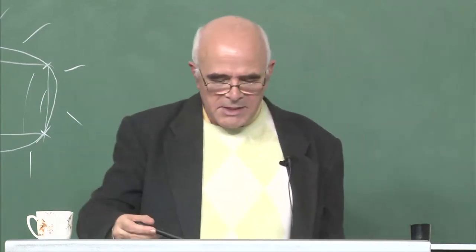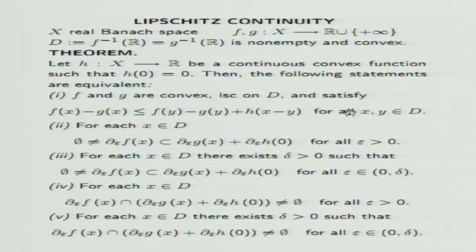Well, this result says that all these five statements are equivalent. The only a priori assumption is that the two functions we are dealing with are defined on a common domain, which is non-empty and convex. No other assumptions. Then we have that, using an extra function h, which is assumed to be continuous and convex and vanishing at the origin, the two functions are convex and lower semi-continuous on their domain and satisfy this inequality if and only if each of these, and then all of them, hold.